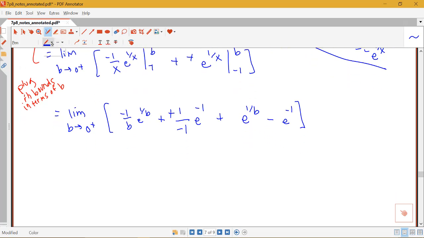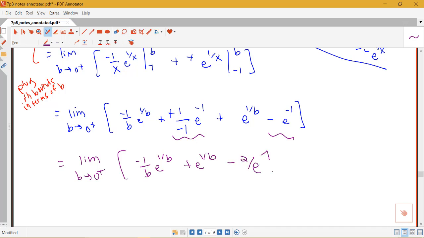Notice that I have this negative e to the negative 1 and another negative e to the negative 1. So I really have two copies of this e to the negative 1. Notice that e to the negative 1 is also 1 over e. So we could say I have negative 2 over e here. So I have my limit as b goes to 0 from the right. I have this negative 1 over b, e to the 1 over b, plus e to the 1 over b, and then minus 2 over e.